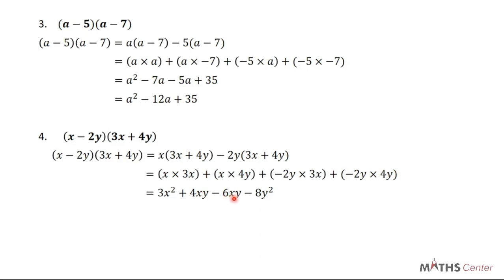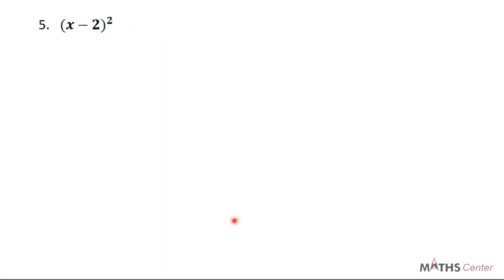From additions and subtractions of algebraic expressions, we've come to see that 4xy and minus 6xy is going to give us minus 2xy. So finally, we are going to have 3x squared minus 2xy minus 8y squared. Now, let's take the last example.